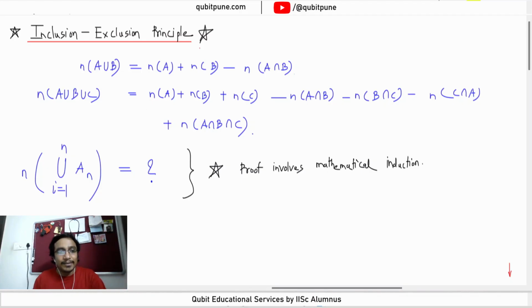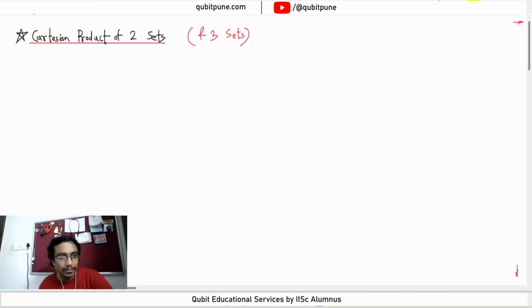This also becomes the addition theorem of probability. When you divide this by the number of elements in the sample space, that becomes the addition theorem. So this is a precursor of the addition theorem of probability. Write this down, and then we will go to relations. Relations now.